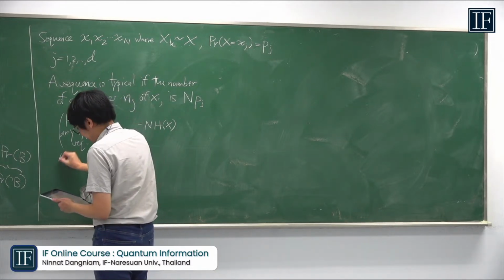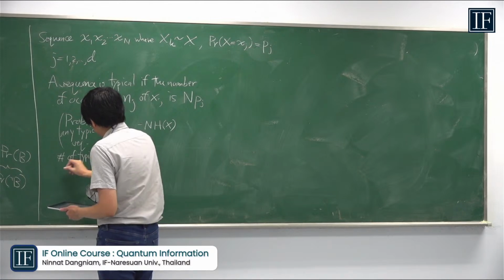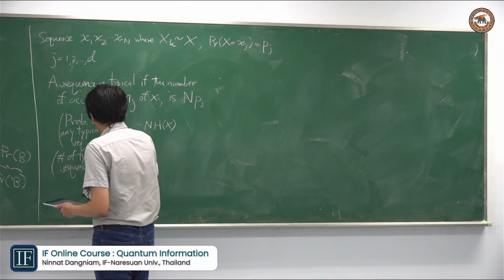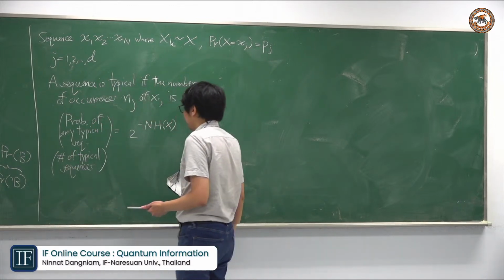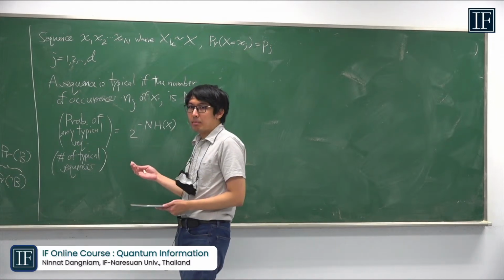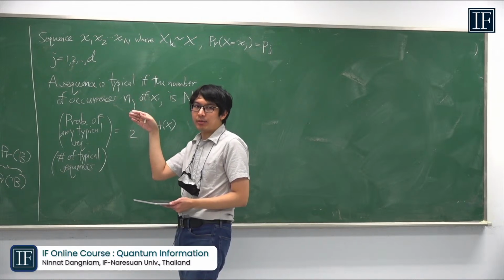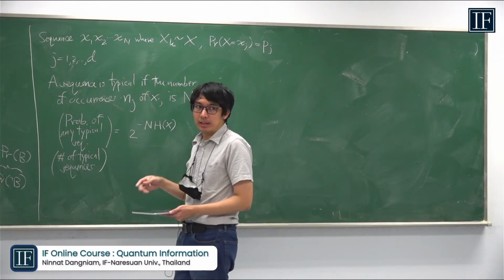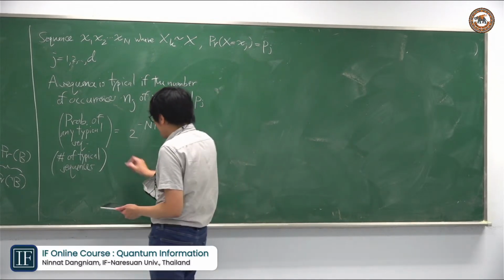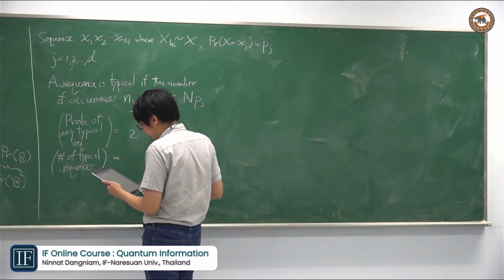And then further I show that the number of typical sequences, which is just a multinomial coefficient, right? This big N factorial divided by N1 factorial times N2 factorial and so on. And then I used the Stirling approximation.